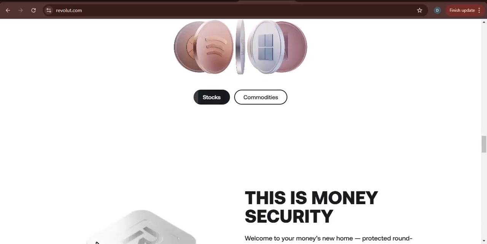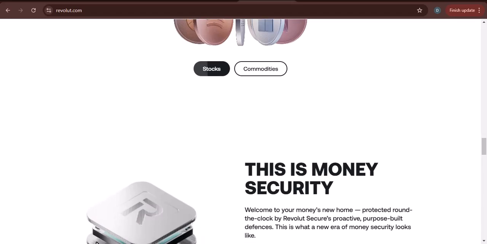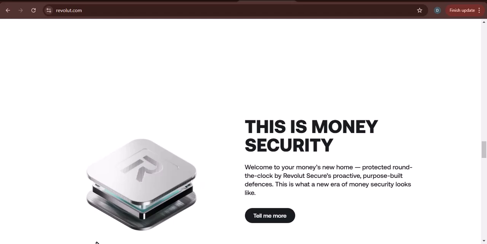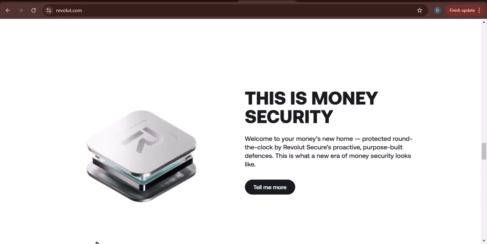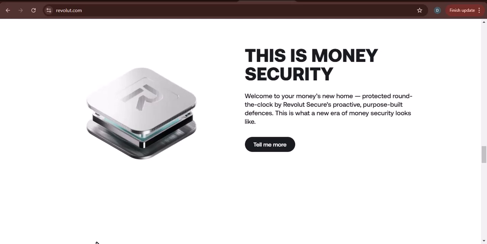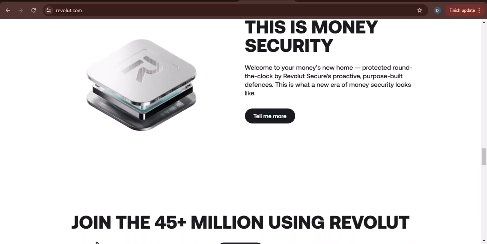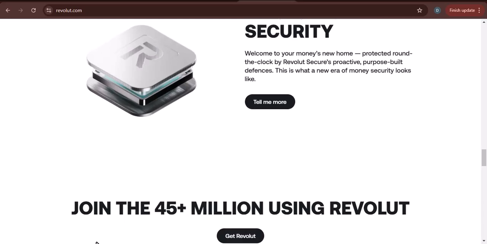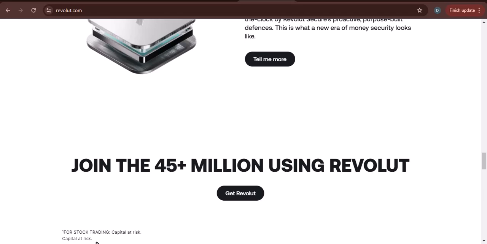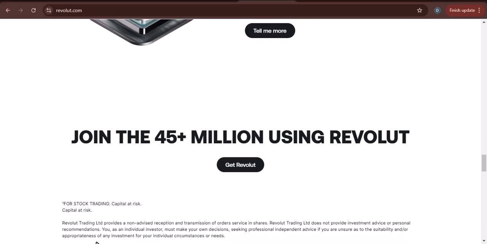How to choose the right currency for your needs. When choosing which currencies to add to your Revolut account, it's important to consider your individual needs. If you travel or do business frequently in a particular country, you may want to add that country's currency to your account. You should also consider the exchange rates for different currencies. If you're planning to travel to a country with a weak currency, you may want to exchange your money before you go.